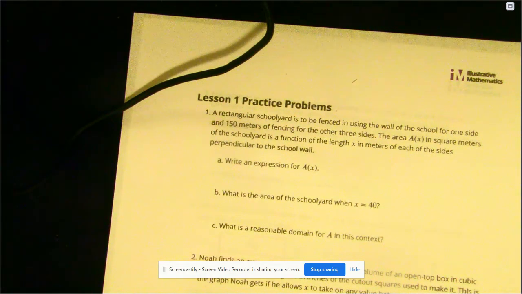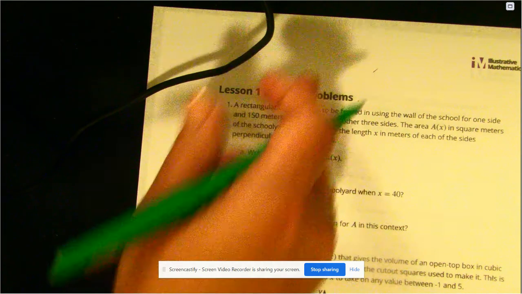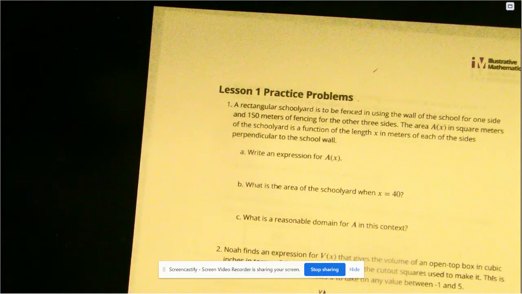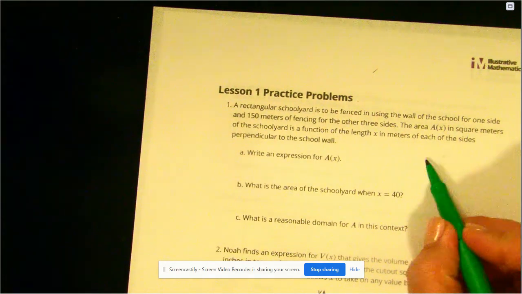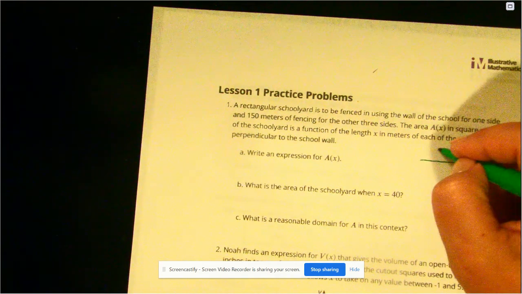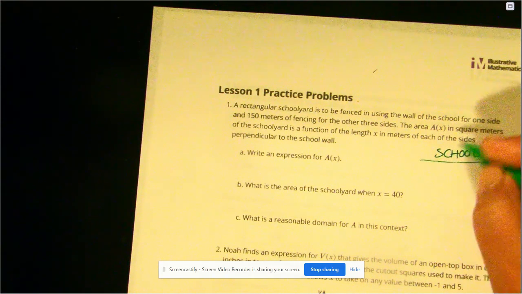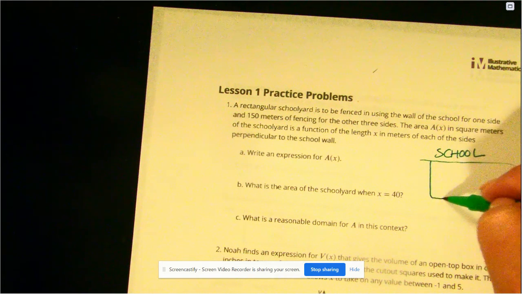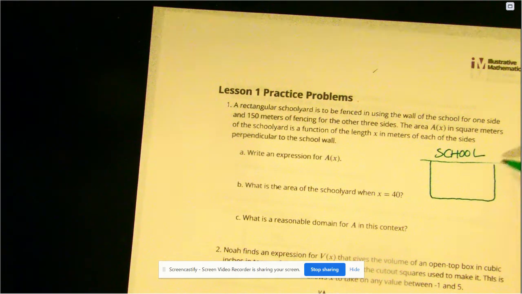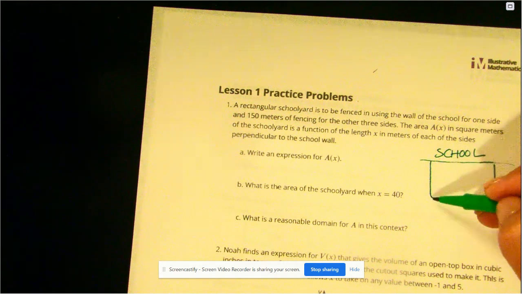So here we go. Number one, it says a rectangular schoolyard is to be fenced using the wall of the school for one side and 150 meters of fencing for the other three. I'm going to draw a picture of this. So here's the school, and apparently they're putting a fence in like this around, and this is taking up 150.